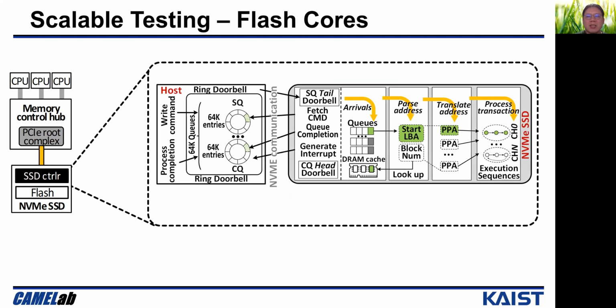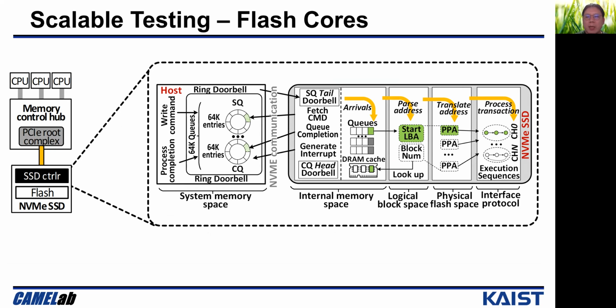The root cause of such performance degradation is that many resources in the SSD firmware are shared by all the flash cores, such as the system memory space, SSD internal memory space, logical block address space, physical address space, and NAND flash access. These resources require lock protection to avoid conflicts from the different cores. Although we have many flash cores, the access to these resources should be serialized. This lock becomes the bottleneck to achieve scalable performance.